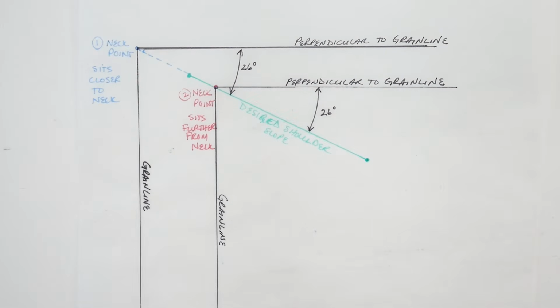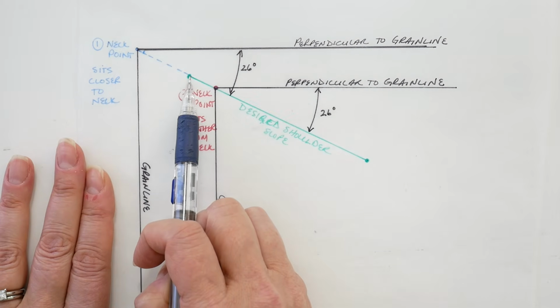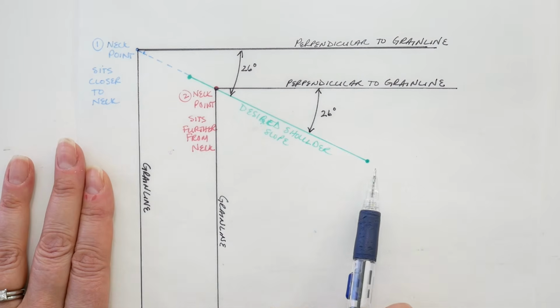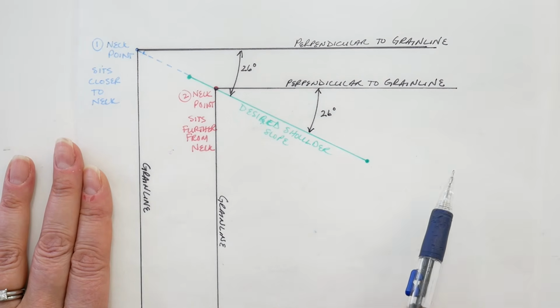Okay, so on this particular image, I've got two neck point positions that I'm going to demonstrate this on. First of all, you can see this green line, which is indicating the original neck point that we talked about. This is the slope that I copied from the original pattern that I felt was working for me.